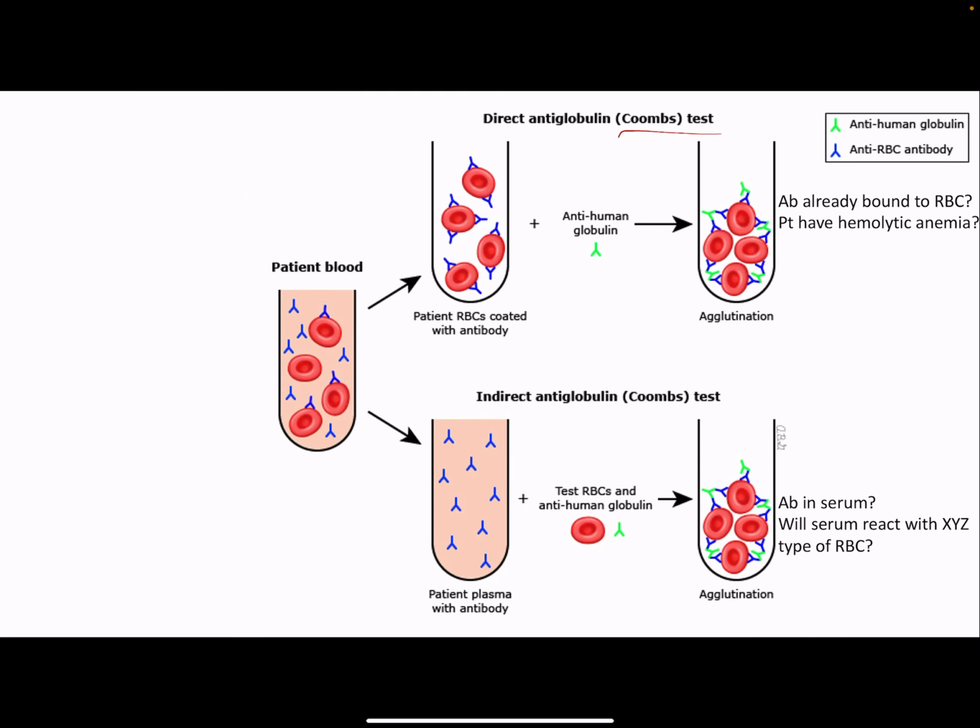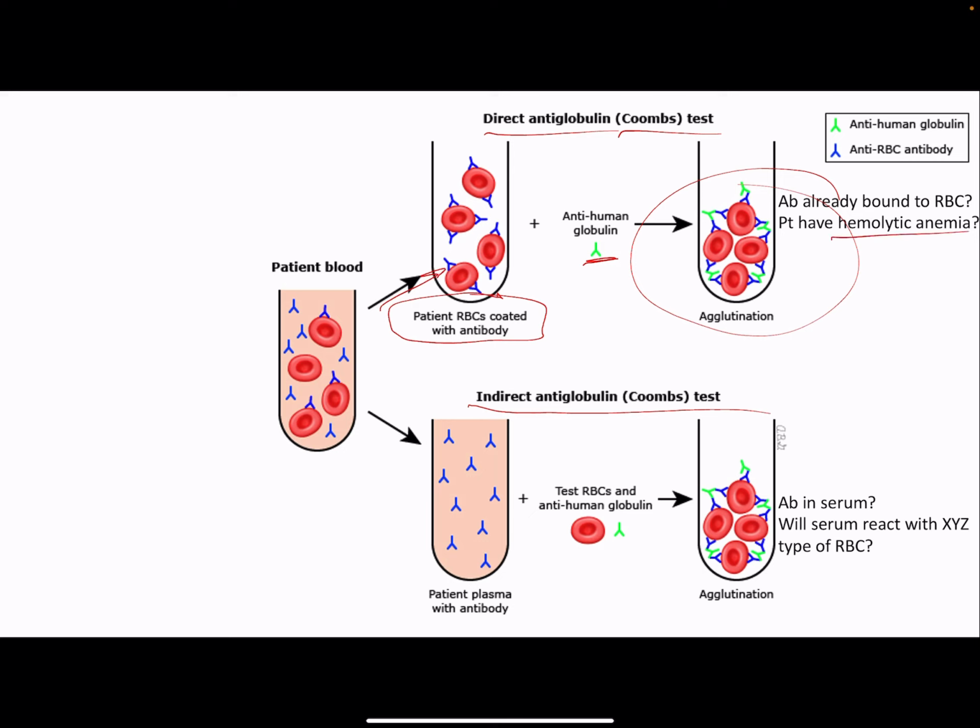The Coombs test is the DAT, direct antiglobulin test, but you can also run an indirect antiglobulin test. So again, in the direct test, you're taking the patient's red blood cells, which already have the antibodies on them. You're adding the anti-IgG, which binds to IgG Fc regions, and then you look for agglutination. If there's agglutination, you know that the person has an autoimmune hemolytic anemia. And the question here is just, do they have the hemolytic anemia?